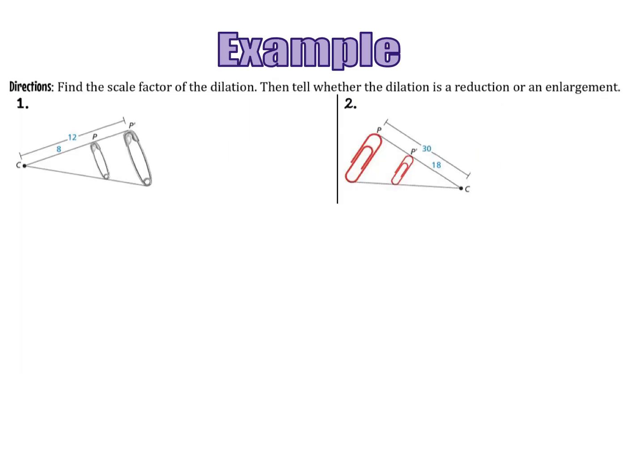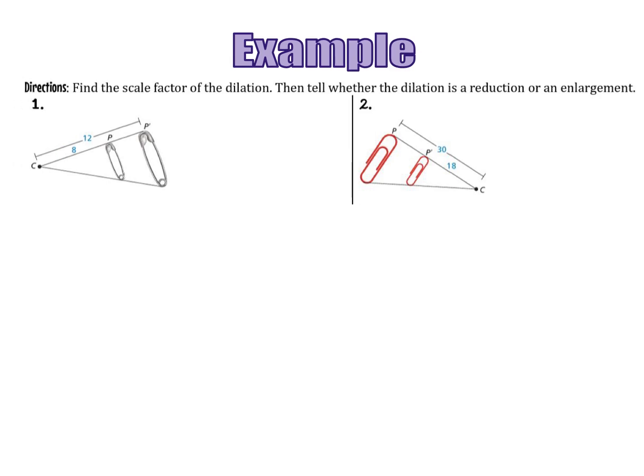All right, for these first two examples, we are going to identify the scale factor and tell whether it is a reduction or an enlargement. So the first thing I want to do is identify the new and the old. So I'm going to use purple for the new, the P prime. That is associated with this length because we can see our point C here. So the new is our P prime.